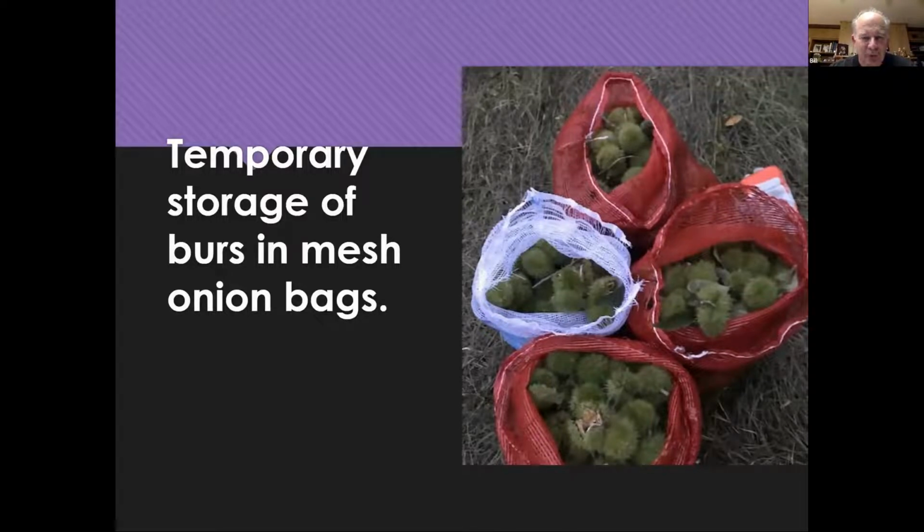When I collect these burrs, I collect them by hand from the trees, or I shake them onto a tarp. Sometimes if they're weak enough, they'll break off and fall on the tarp below me. I'll be up on tall ladders because my trees are getting really tall now. But I put them in these mesh onion bags temporarily because I don't want them to overheat. Do not put these things in buckets. If you put them in buckets or boxes, they overheat and you lose the viability of the seed.